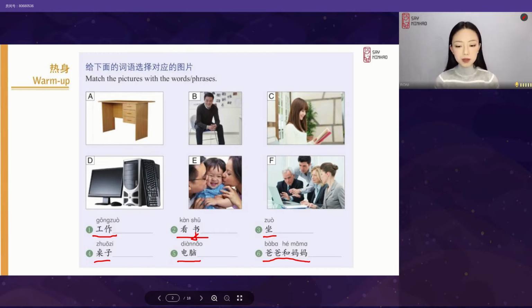Okay, time's up. First one, 工作 is F because it looks like these 4 people are discussing something in an office. Next one, 看书, really easy, is C. Next, 坐, to sit, to be seated, is B. Exactly. And 桌子, the desk, is A. Next one, 电脑 is D, and last one, 爸爸和妈妈 obviously is E.